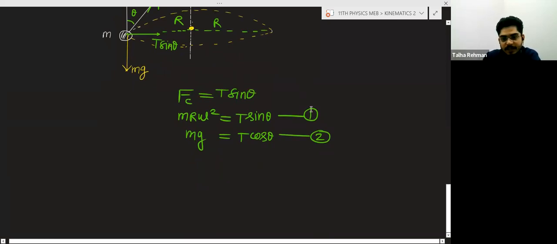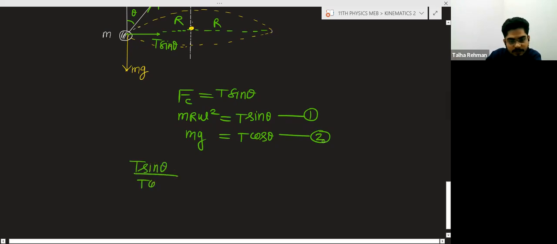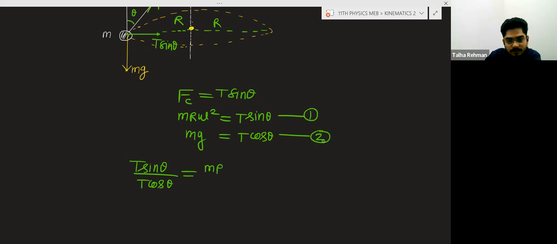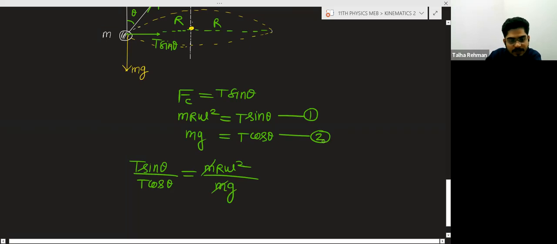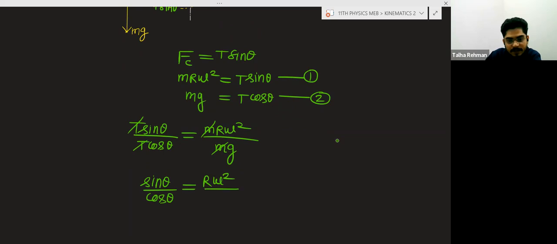Okay, now divide equation 1 by equation number 2. So this is T sin theta, and here is T cos theta, and here will be m r omega square divided by mg. This m and m will be cancelled out, and this T and T will be cancelled out. Sin theta by cos theta is tan theta. Okay, so you can write it as sin theta by cos theta only. Why? I will tell you. Sin theta by cos theta is r into omega square divided by g.